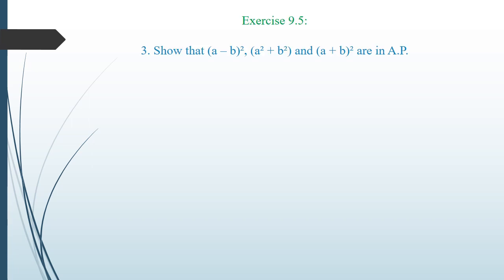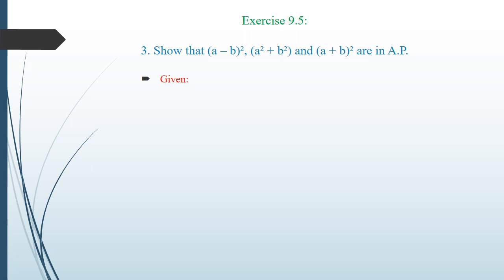Next question is question number 3. Show that a minus b whole square, a square plus b square and a plus b whole square are in AP. The concept of solving this type of problem is again going to remain the same. We are just going to calculate the common difference between the second and first term and the third and second term, and if those common differences are equal, then we'll prove that these three terms form an AP.